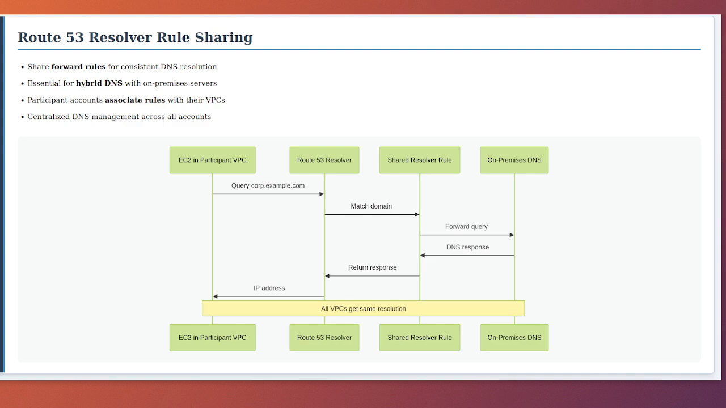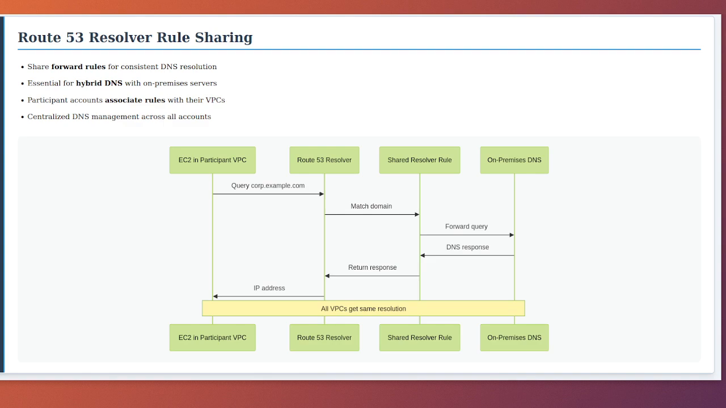Your central network account creates a resolver rule that forwards DNS queries for your corporate domain to on-premises DNS servers. These on-premises servers are accessible via a VPN or Direct Connect connection from the central VPC. By sharing this rule, all participant VPCs can resolve corporate domain names through the same DNS infrastructure.